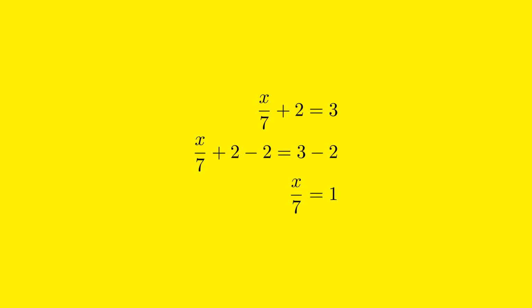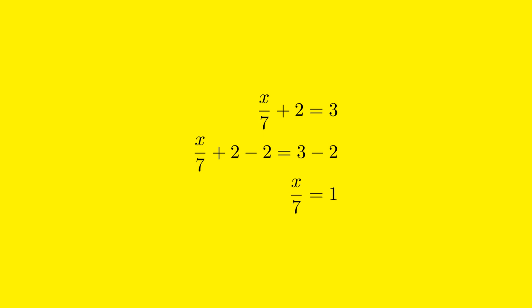To begin solving for the variable, the equation given is x divided by 7 plus 2 equals 3. The first step in solving this equation is to isolate the term containing the variable x. We do this by eliminating the addition of 2. To eliminate the plus 2, we perform the opposite operation, which is subtraction. So, subtract 2 from both sides of the equation. This keeps the equation balanced, as whatever we do to one side, we must do to the other.